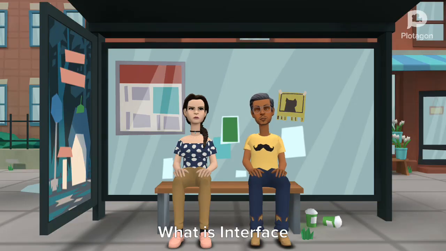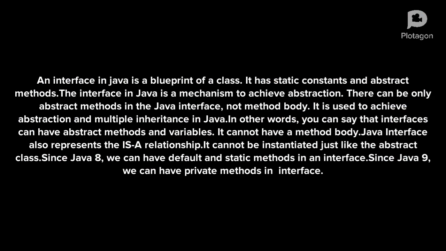What is interface? An interface in Java is a blueprint of a class. It has static constants and abstract methods. The interface in Java is a mechanism to achieve abstraction. There can be only abstract methods in the Java interface, not method body. It is used to achieve abstraction and multiple inheritance in Java. In other words, you can say that interfaces can have abstract methods and variables. It cannot have a method body.